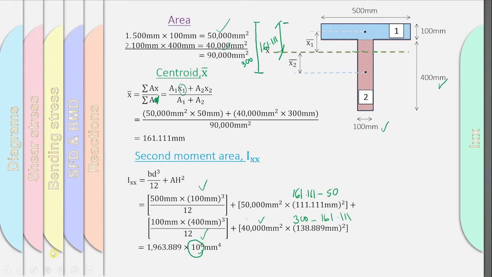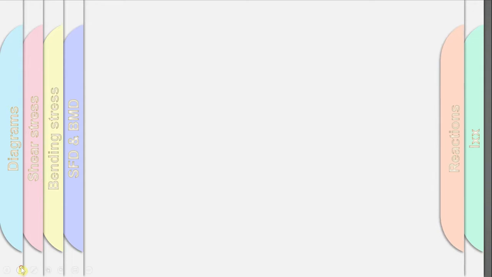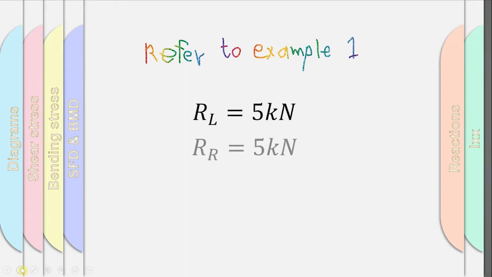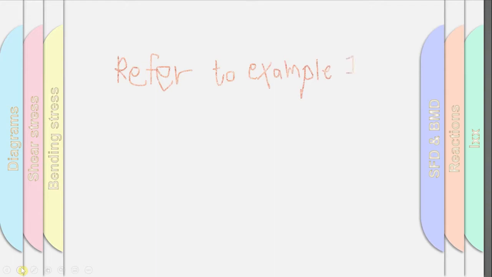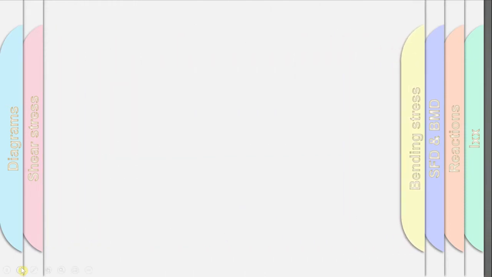And then what we need to find is, usually we going to find for the reaction. But for the reaction, since dia cakap sama macam example number 1, except for the cross section saja different, so the reaction should be the same macam example number 1. And also for SFD and BMD sama juga macam example number 1. Maximum shear force 5 kN and maximum bending moment 15 kN meter. Okay, first come first lah. Okay, next kita akan kira bending stress.